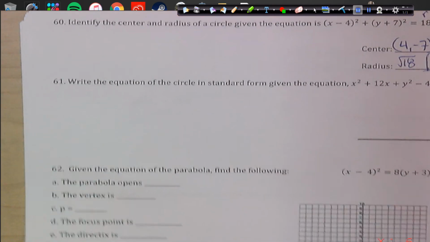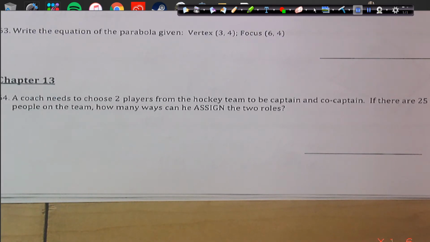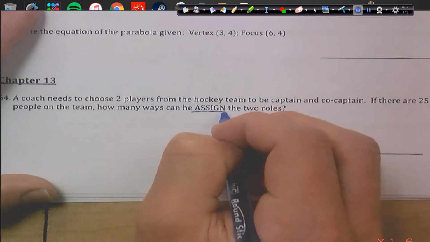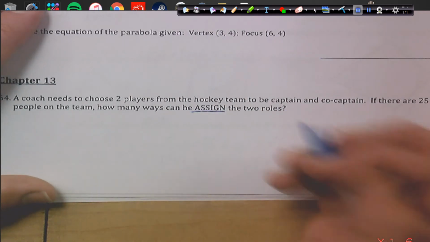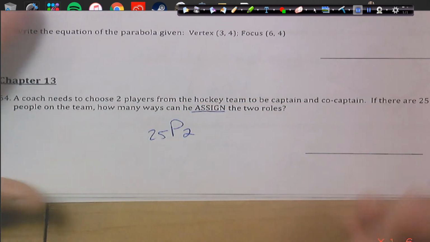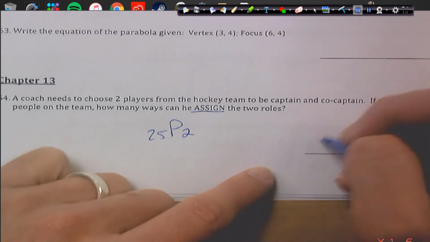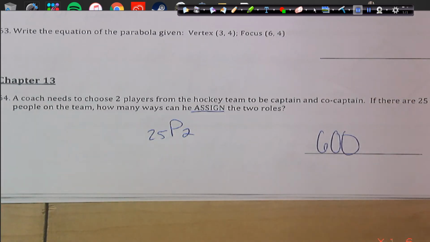We're skipping 61, 62, 63, and moving on to 64. Coach needs to choose 2 players from the hockey team to be captain and co-captain. 25 people on the team. How many ways can he assign the role? So assign the role, order is going to matter. So we're going to use a permutation. We have 25 people and we're picking 2. So 25 and we pick 2. We have 600 different options.